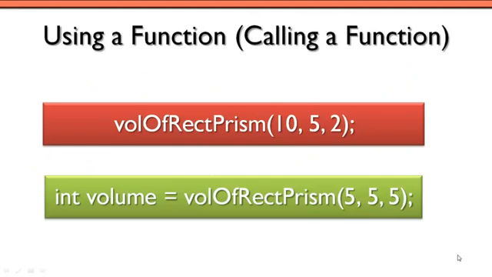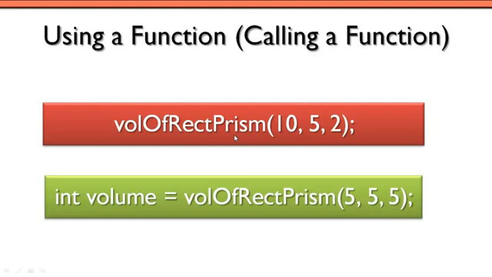Okay, so once we've created a function definition, then we can go and use that function in our program or in other programs. And so to use a function or to call a function, all we have to do is simply specify the name of the function and supply the appropriate argument. So in our case, we had to supply the length, the width, and the depth of some particular rectangular prism. And from that, we can calculate the volume.